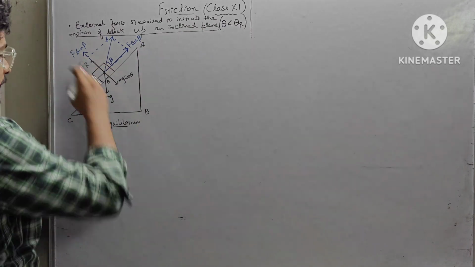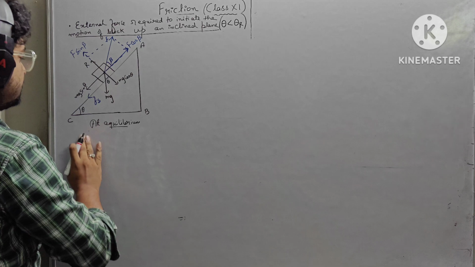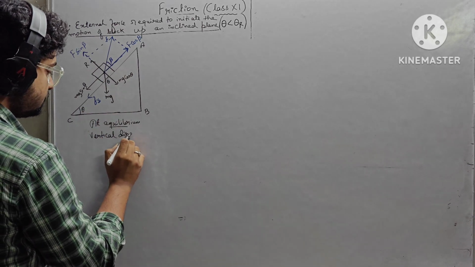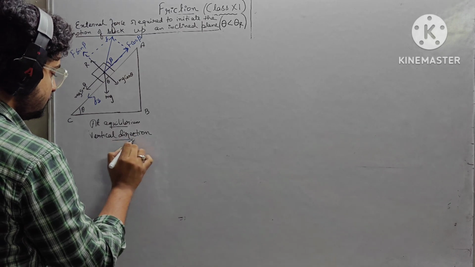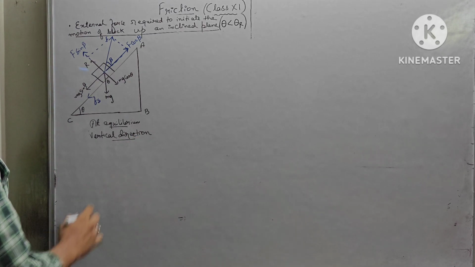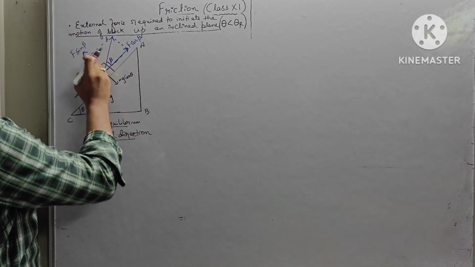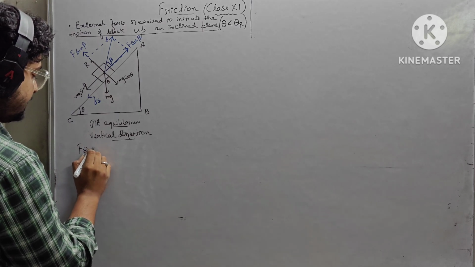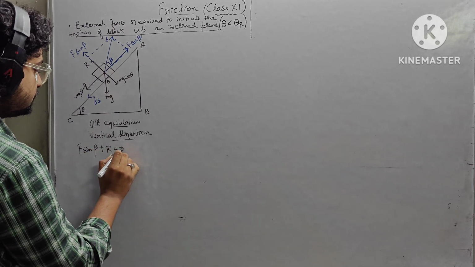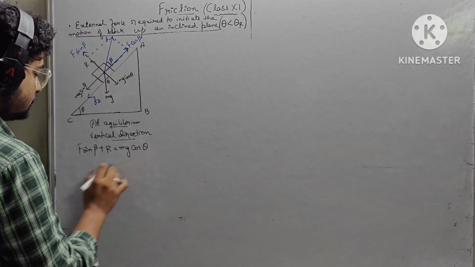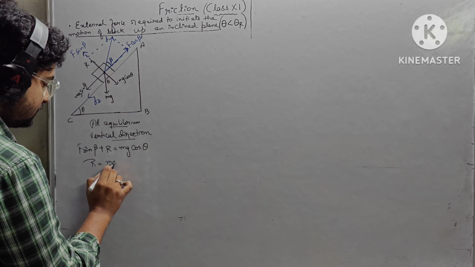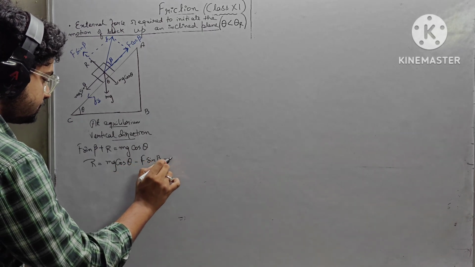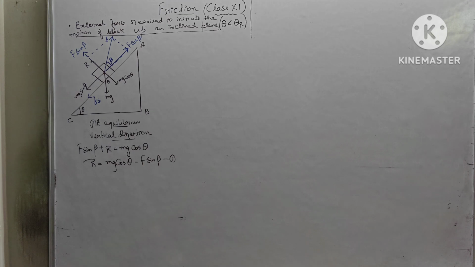First, let us find it in the direction perpendicular to the plane. F sin beta is acting in this direction, R in this direction, and mg cos theta in this direction. So F sin beta plus R equals mg cos theta. From here, R equals mg cos theta minus F sin beta. Suppose this is equation number 1.